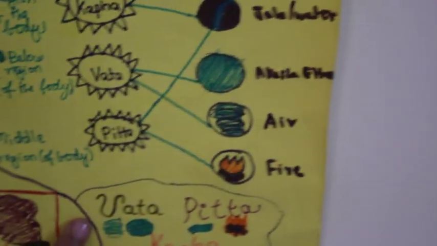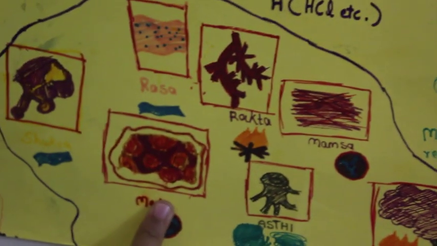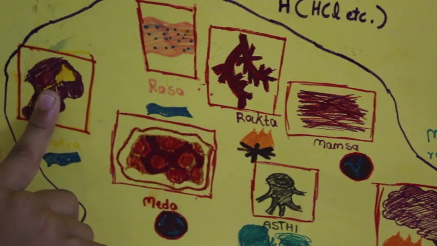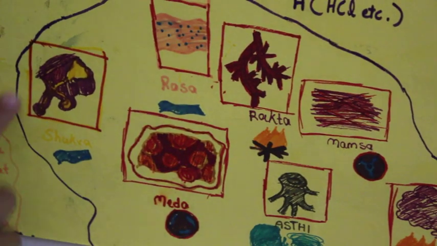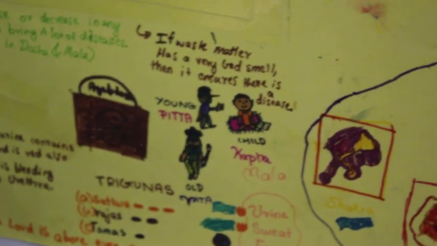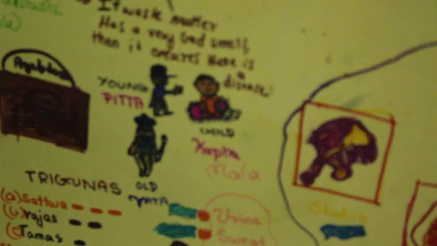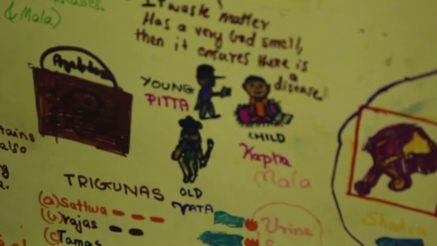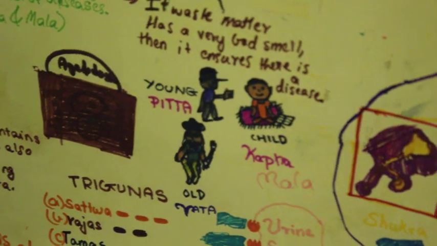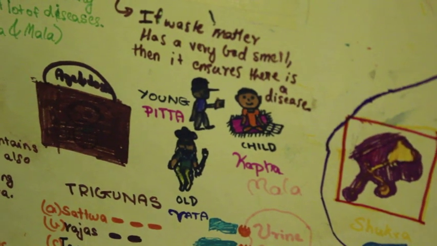So here is a small drawing and a brief explanation about these dhatus. This is Rasa, Rakta, Mamsa, Meda, Asthi, Majja and Shukra. So here you can see a small diagram showing that a child has more Kapha and an old person has more Vata. Old people get gastric disorders, mainly affected by Vata, and a young person is mainly affected by Pitta.